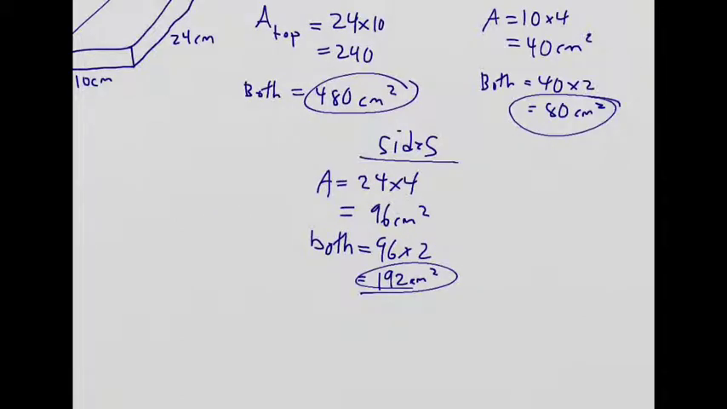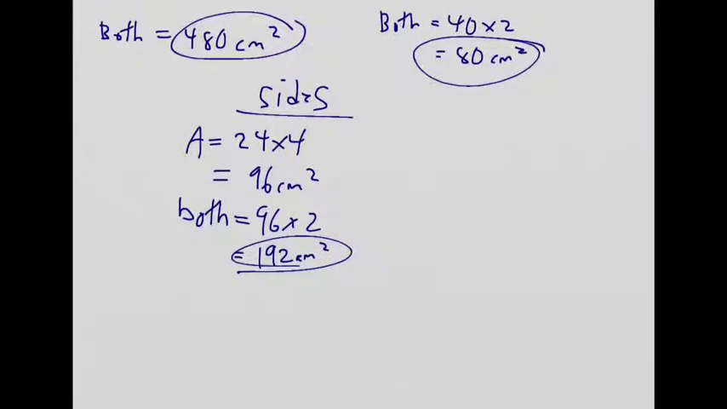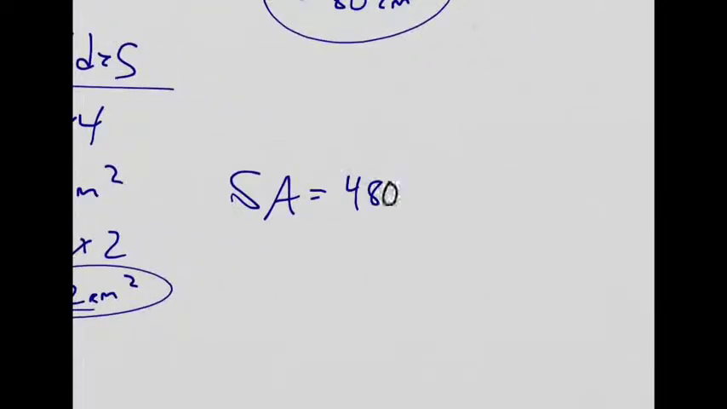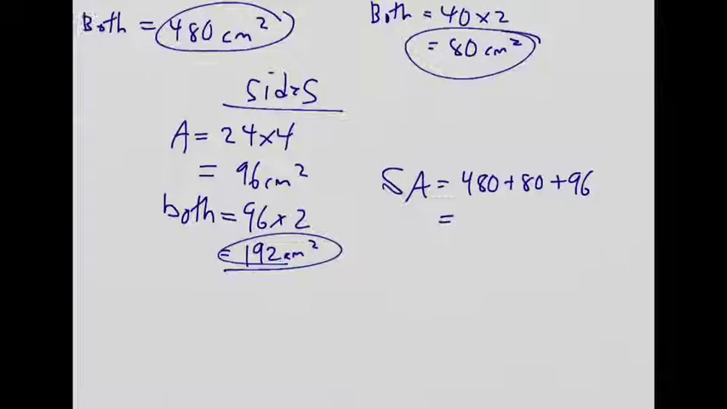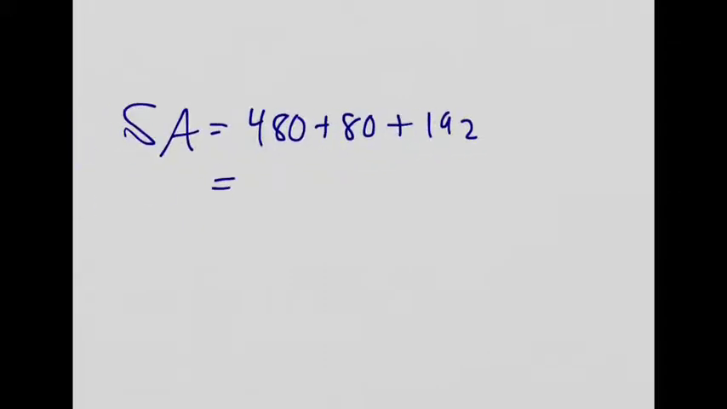So this should be pretty quick, pretty easy. If it's not, you're going to have to spend some time practicing it because you should already know this stuff. It should be like second nature. So to find the total surface area, I'm going to use SA to represent surface area. I'm going to add all those numbers together. So 480 plus 80 plus 192 to get my total surface area. Okay, and that gives me how much? 752 centimeters squared.